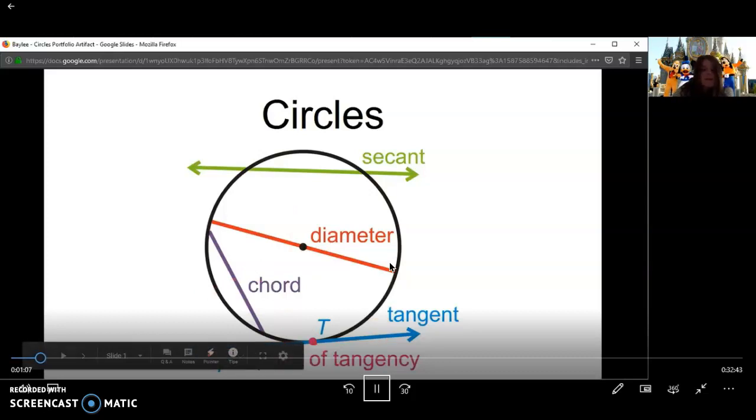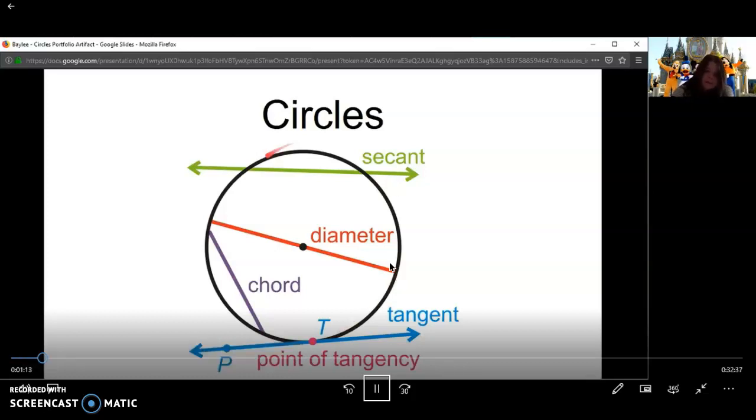The point of tangency is the exact point to where it touches the circumference of the circle, and the circumference of the circle is when it goes all the way around the circle here.